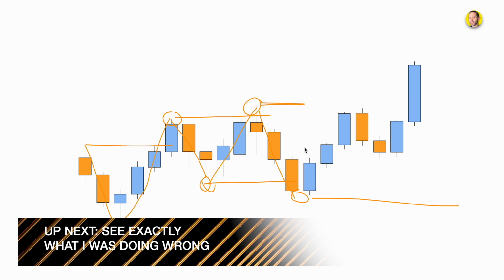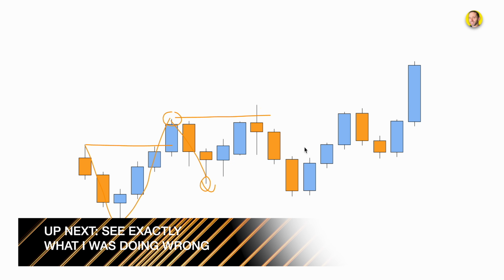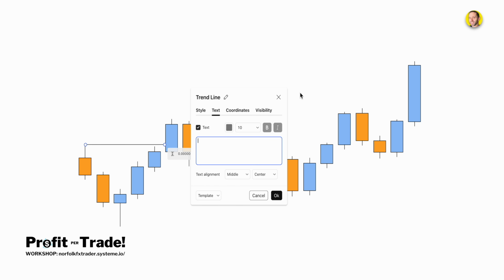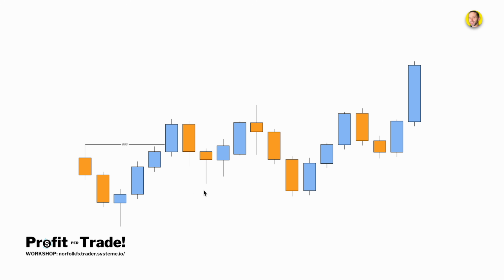So let's back all this off and let's go into more depth and more detail on what I was doing wrong. So if we mark it off first from this high, we can see this is our first break to the upside, our break of structure. Let's name this a BOS. I know many of you understand that the BOS is the break of structure. So that's our first break of structure.